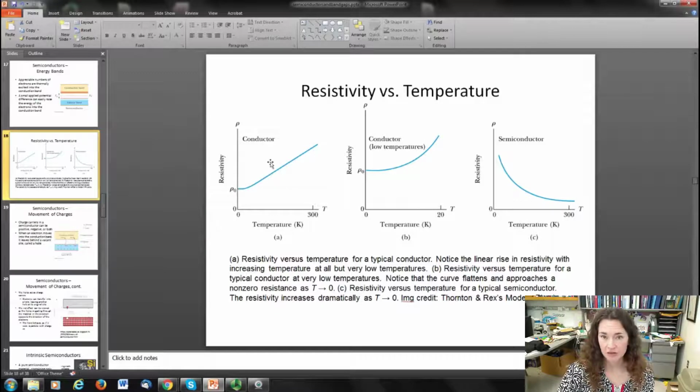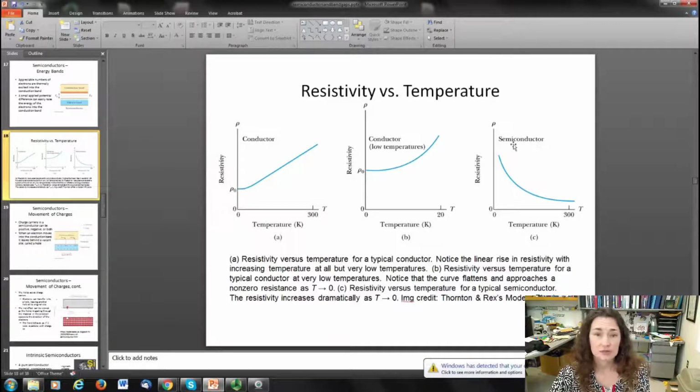So here on the left, for example, is a plot of resistivity versus temperature for a conductor. And you can see that as you increase the temperature of a conductor, the resistivity actually grows. It gets larger. And that's because the electrons, which are the charge carriers, scatter off the motion of the other charge carriers and defects in the lattice. And as the temperature increases, the scattering increases because the excitation and the motion gets more and more erratic.